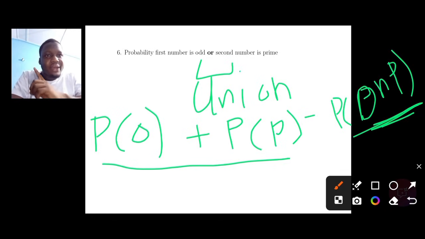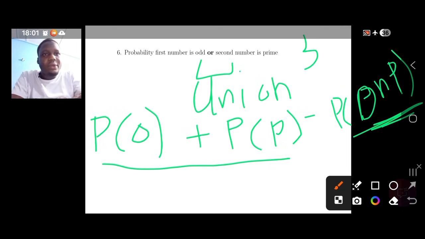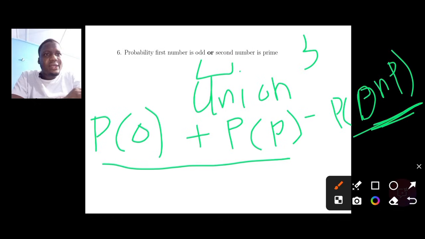But in this case, there can be an intersection. It could be that the first number is odd. Maybe that number is 3. Remember that 3 can also be a prime. You get it? So there are situations where they will be overlapping. It can happen here and happen here too. So we have to deduct that one.